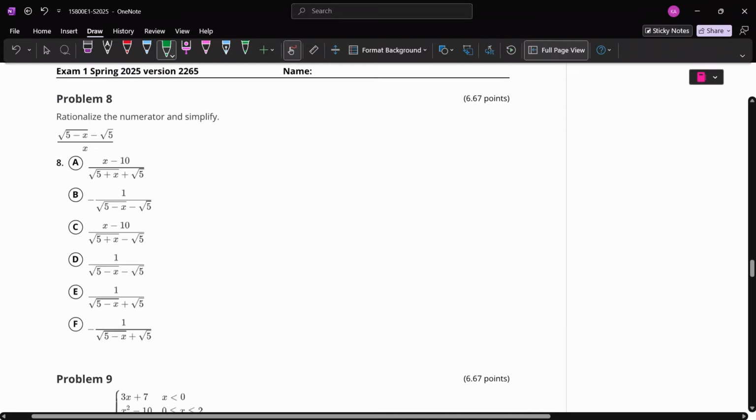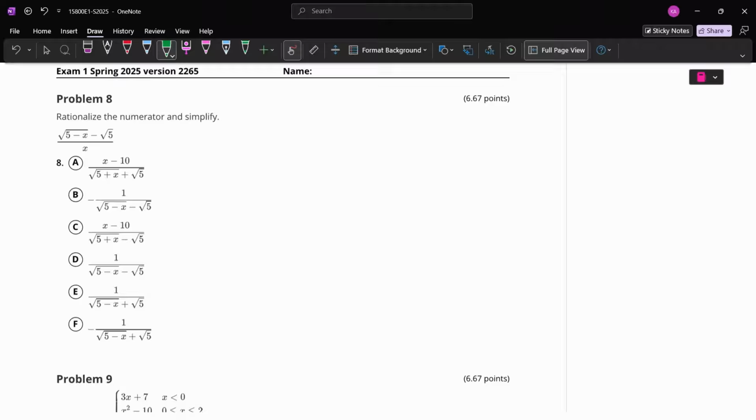So in this question, it's asking us to rationalize the numerator and simplify the given expression of the square root of 5 minus x minus the square root of 5 over x. So recall that when you're being asked to rationalize something, you're basically just trying to get rid of all of the radicals in your expression, so all of the square roots. And in this case, it's asking us to rationalize the numerator. So I'm going to be focusing on the top of our expression here, so everything that's in the top of this fraction, since that's what the numerator is.